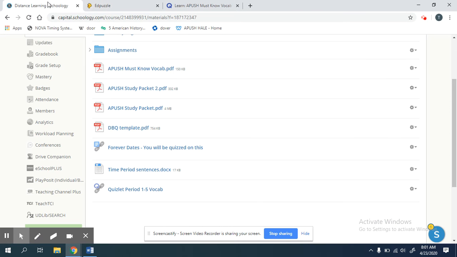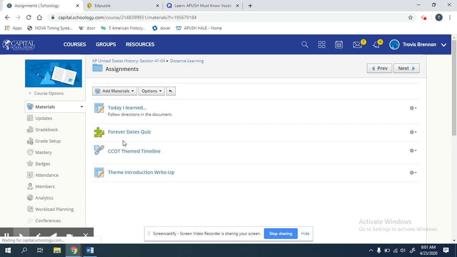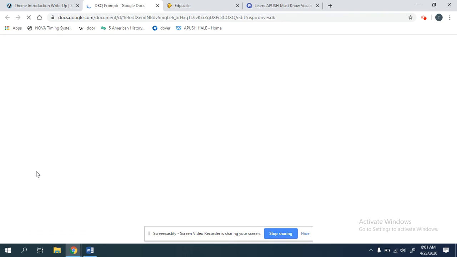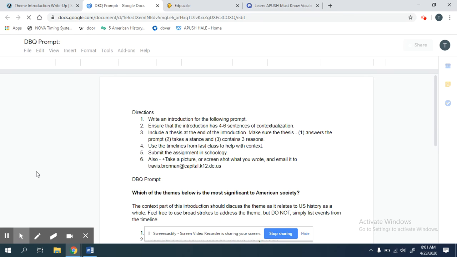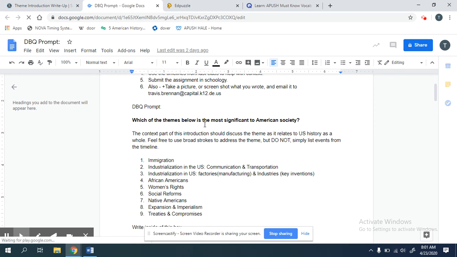Now, the assignment itself can be found if you go into the Assignments tab. And then if you click on where it says Theme Introduction Write-Up, once you are there, the directions should be pretty clear and pretty straightforward. The DBQ prompt itself is something that was kind of building off the themes we had last class, but essentially what I'm asking you to do is to answer this question: Which of the themes below is the most significant to American society?